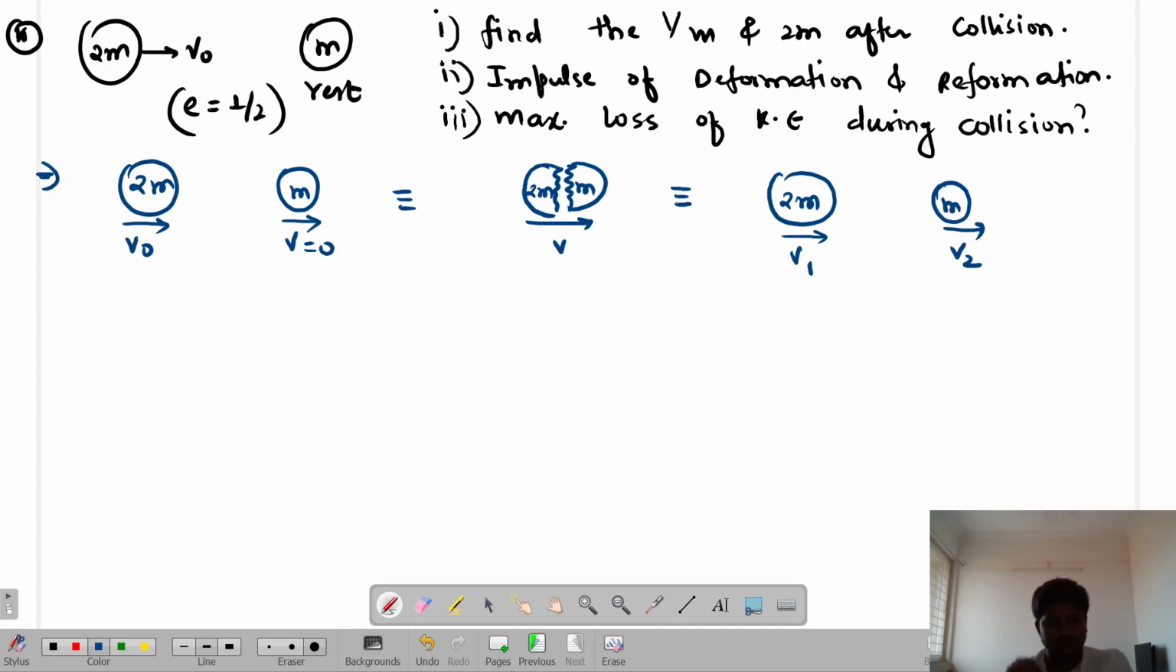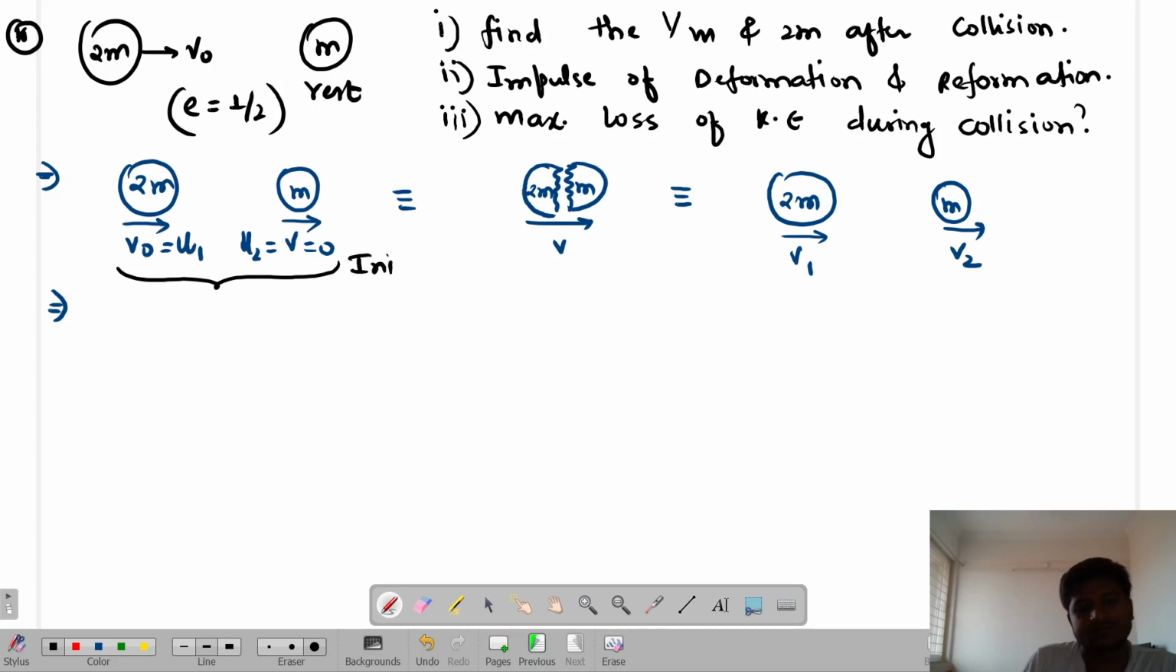Is that clear? This is u1 and this is u2. Got it? So suppose I apply the linear conservation of momentum equation without thinking about this case. I'm considering this as initial and this as my final.